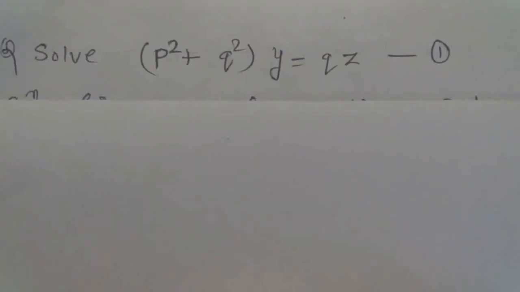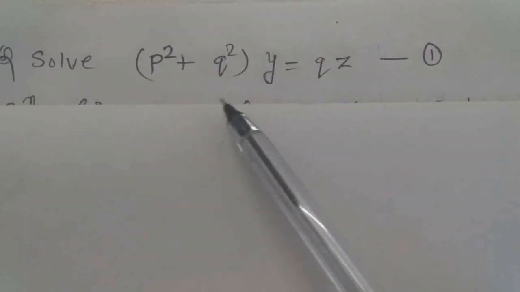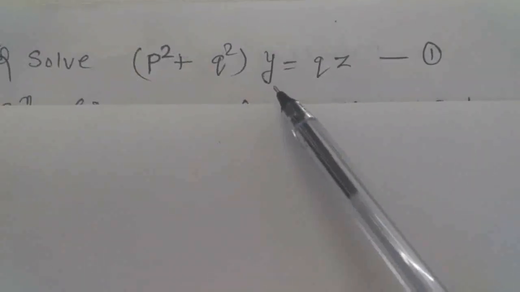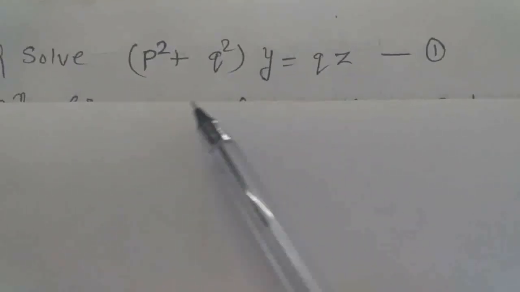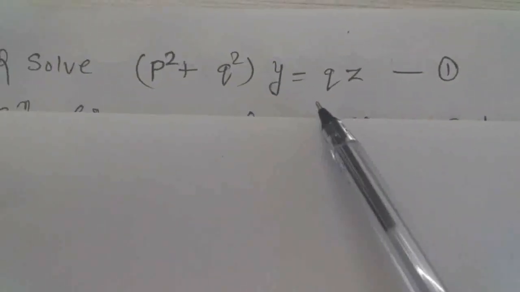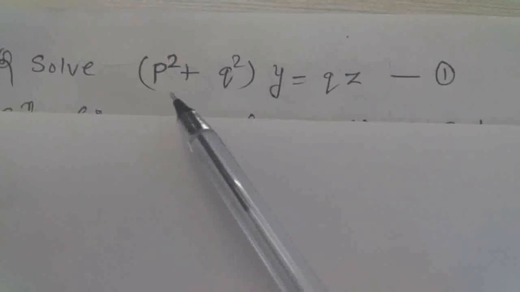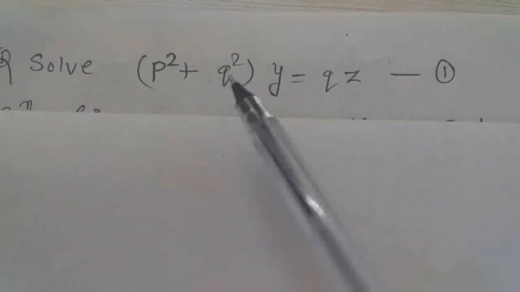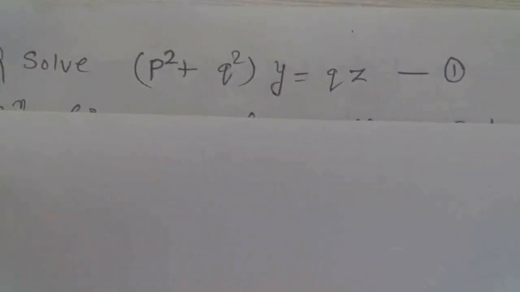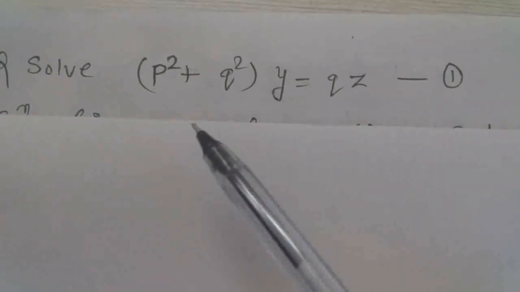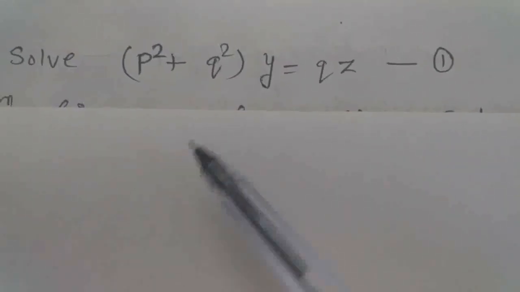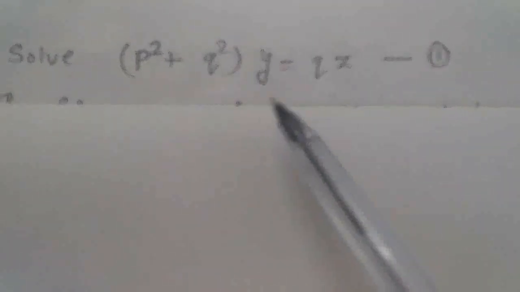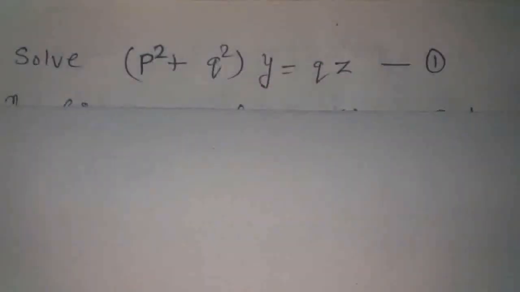Next question is, solve p square plus q square y equal to qz. So this is a non-linear partial differential equation of first order. Non-linear because the powers of p and q are other than 1. Since the equation is not in a standard form, we apply the Charpit method to find its complete integral.